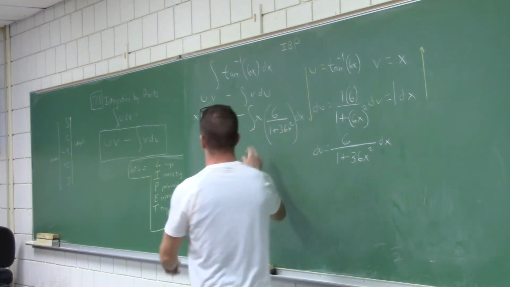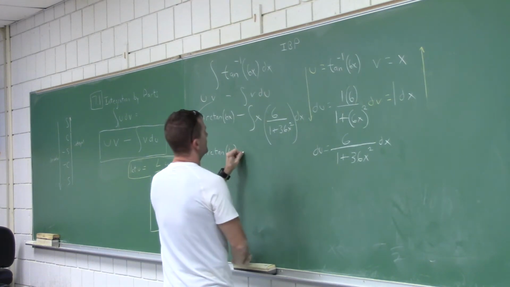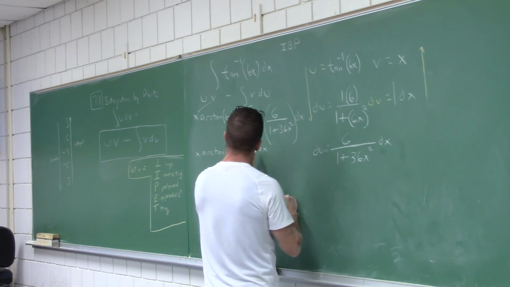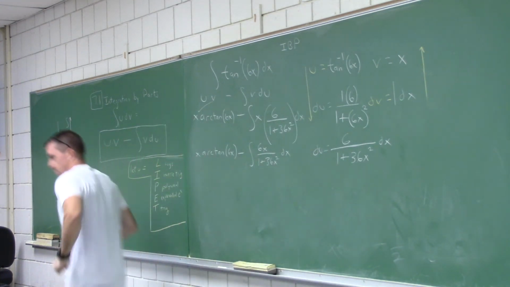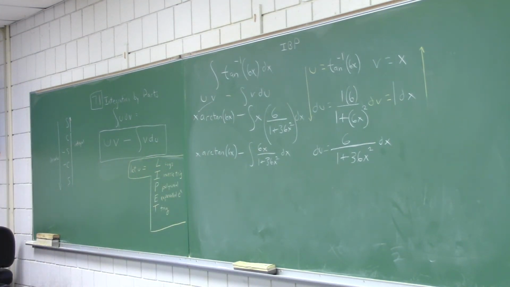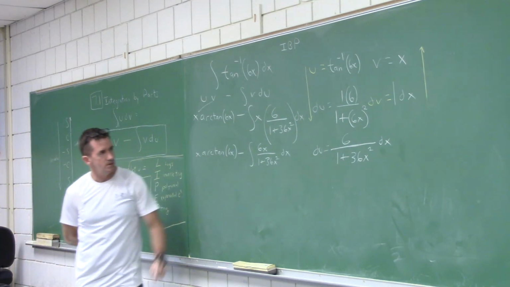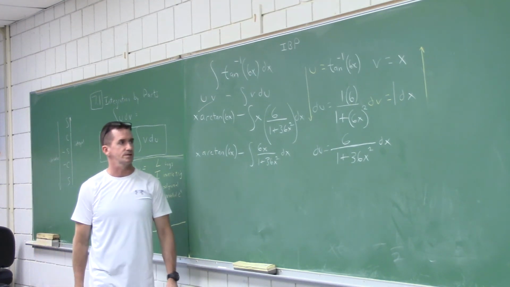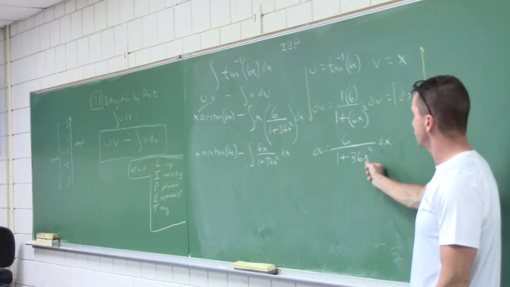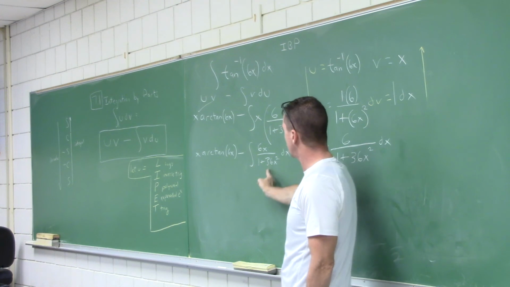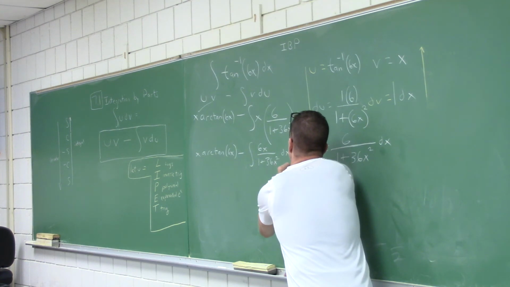Well, let me rewrite this other side. Arctan 6x minus, looks like you got 6x over 1 plus 36x squared dx. So all we now have to do is take care of that 6x over 1 plus 36x squared. And it's another u sub, right? We're going to get another natural log. Get that right. Now here's a u sub.